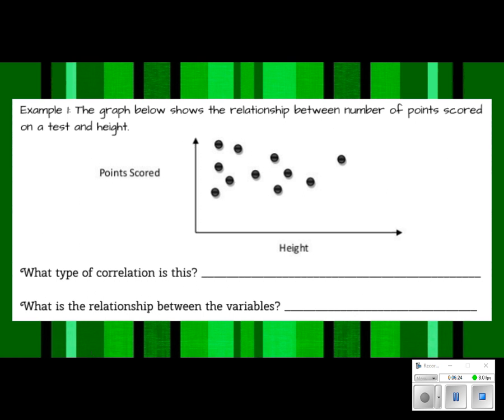So what type of correlation is this? So how tall you are determines how many points you're going to get right on a test. What do you think? No, they're not related. Short people don't get questions wrong more or right more often than tall people. Your height has nothing to do with how many points you are going to score on a test.